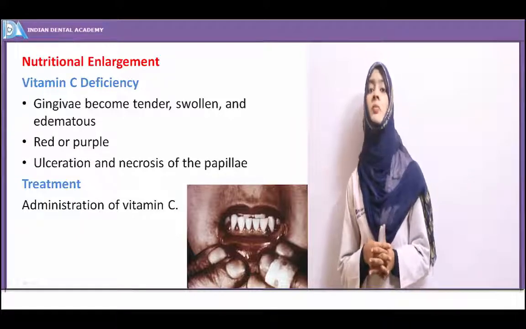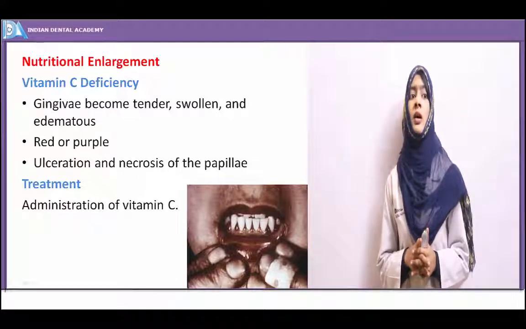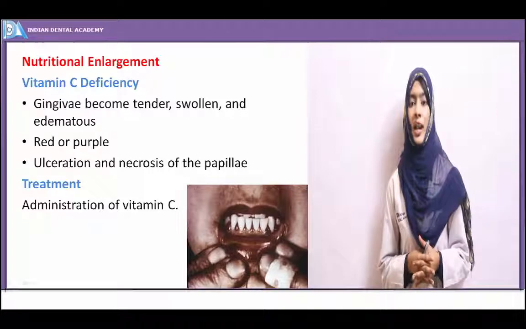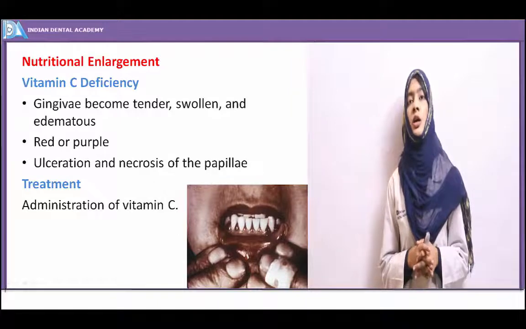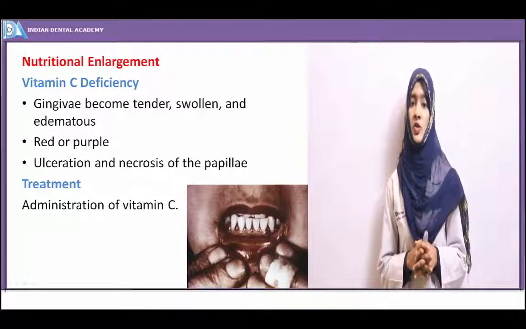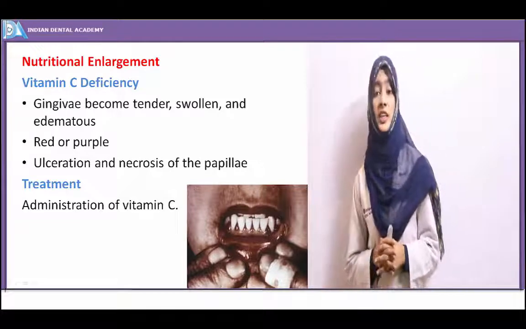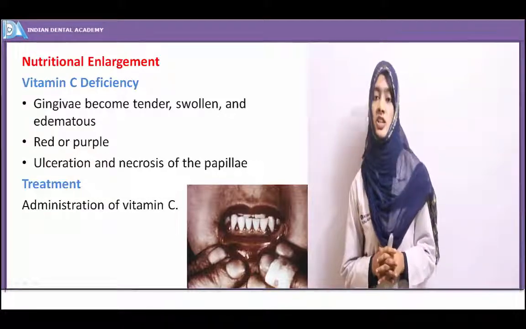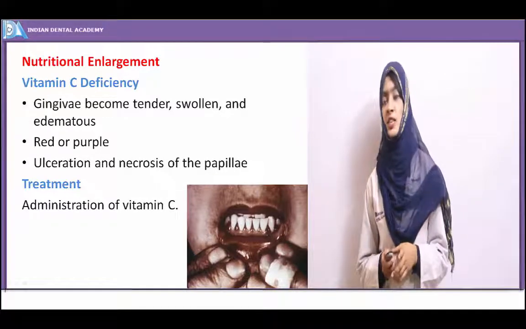Okay, nutritional deficiency enlargement is most commonly associated with vitamin C deficiency. We know vitamin C is required for the maintenance of collagen tissue in the gingiva. So whenever this is deficient, it leads to scorbutic gums, as we call them. The gingiva becomes swollen, tender, edematous, red or purple, bleeds easily, and in extreme cases ulceration and necrosis of interdental papillae is also seen. Treatment includes identifying the nutritional deficiency and administering vitamin C supplements, or intake of vitamin C just leads to regression of this condition.